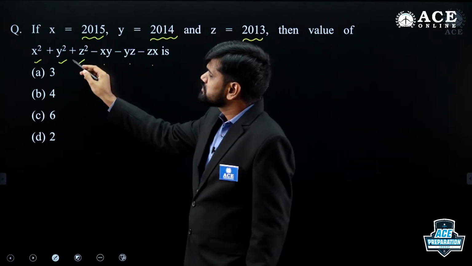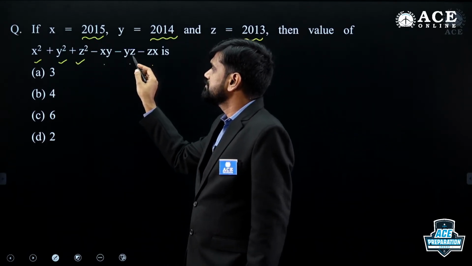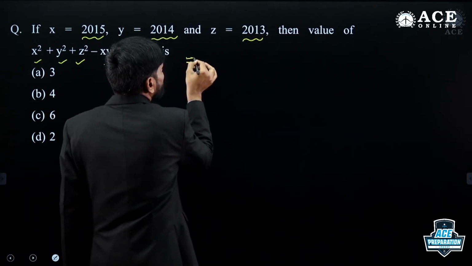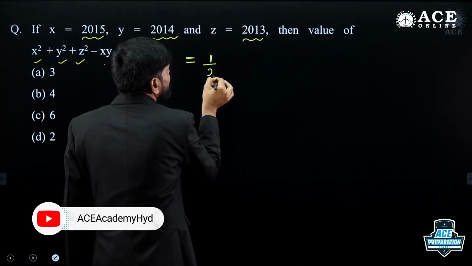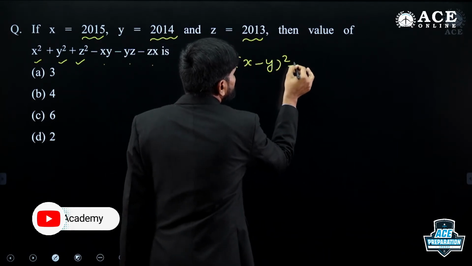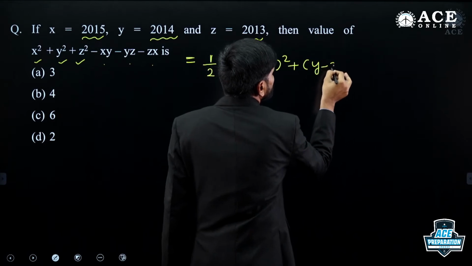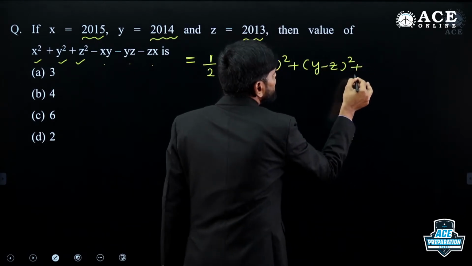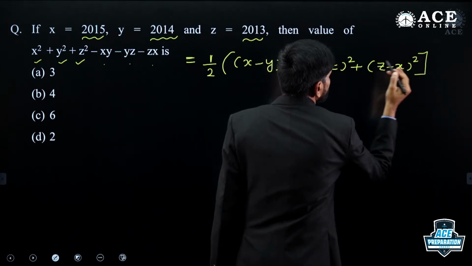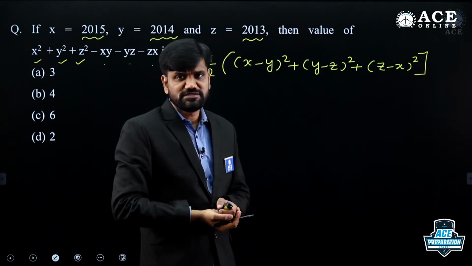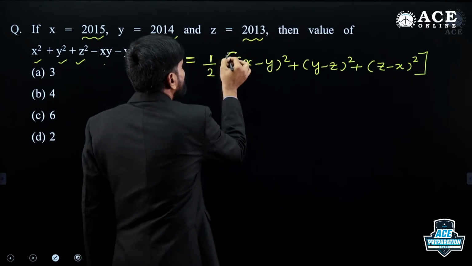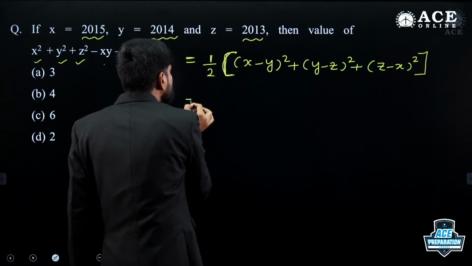So here this x square plus y square plus z square minus xy minus yz minus zx can be written as half of x minus y whole square plus y minus z whole square plus z minus x whole square, right? That's what we can write it as. Now go ahead by substituting the values of x, y, z over there, because the differences between x, y and z will become simpler here.